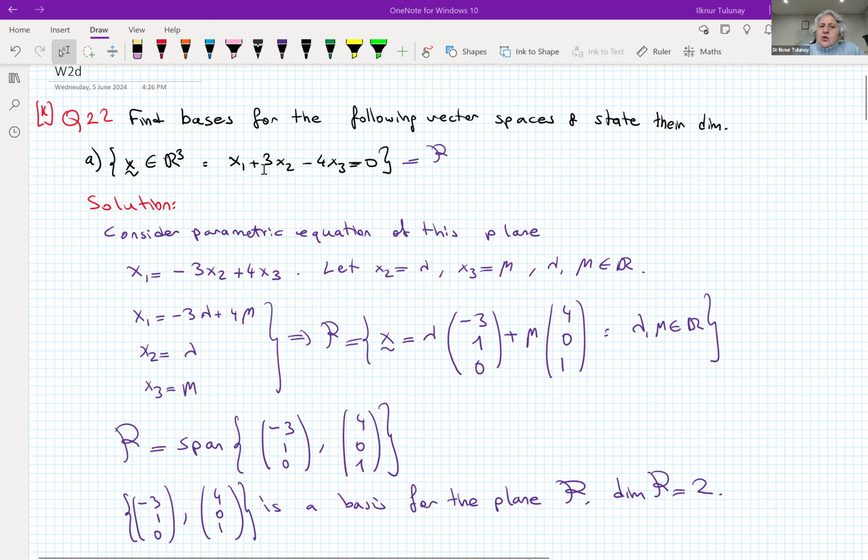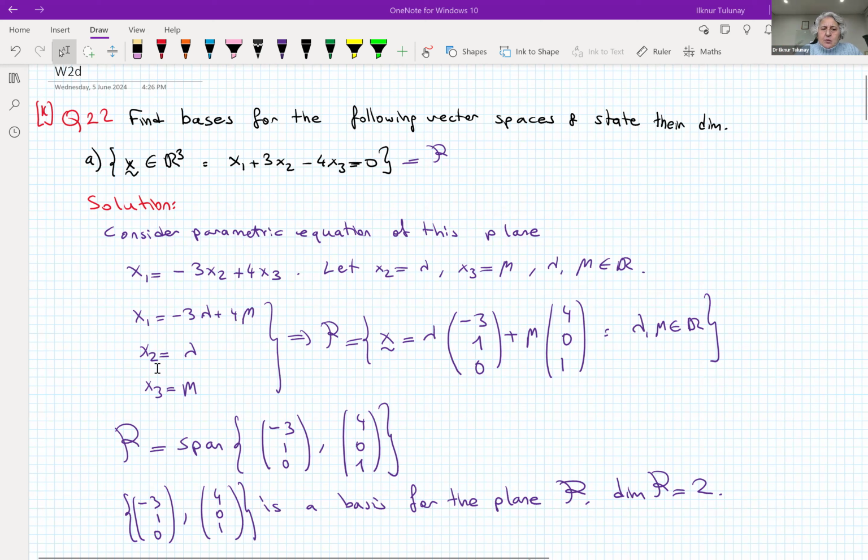So first, you need to choose one of the variables and write it in terms of the others. For example, choose x1 and take the others to the other side. Then we will have x1 = 3x2 - 4x3. In this perspective, we are taking x2 and x3 as free variables, because x2 and x3 can be anything, but x1 depends on x2 and x3. So say x2 is lambda and x3 is mu, and lambda and mu will be any real numbers.